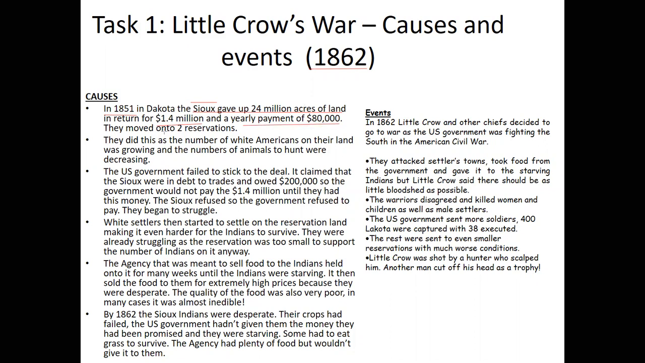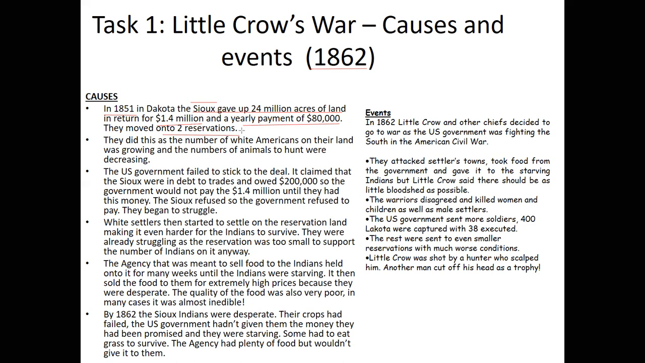And because of this, they moved on to 2 reservations. They knew that actually the government supporting them and the government giving them this money would help with the future of their tribe. Even though Native Americans may not have had the need, they would have given up their way of life, they knew that if they didn't start adjusting, they could easily die out.